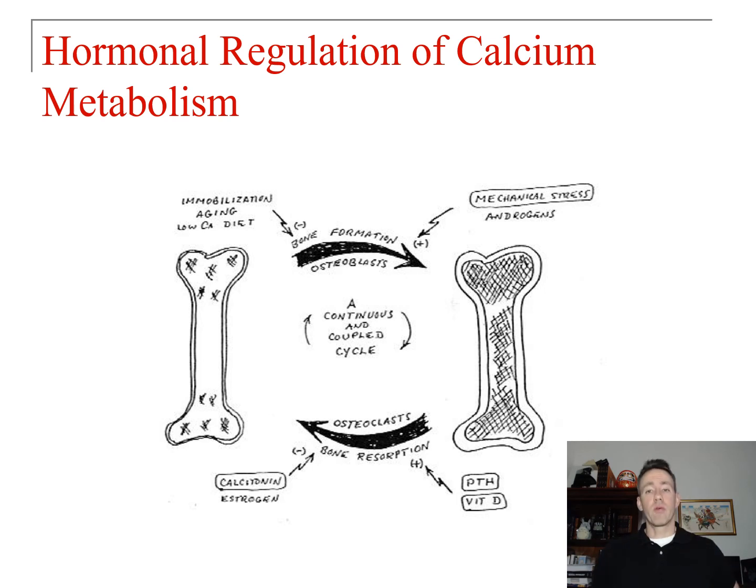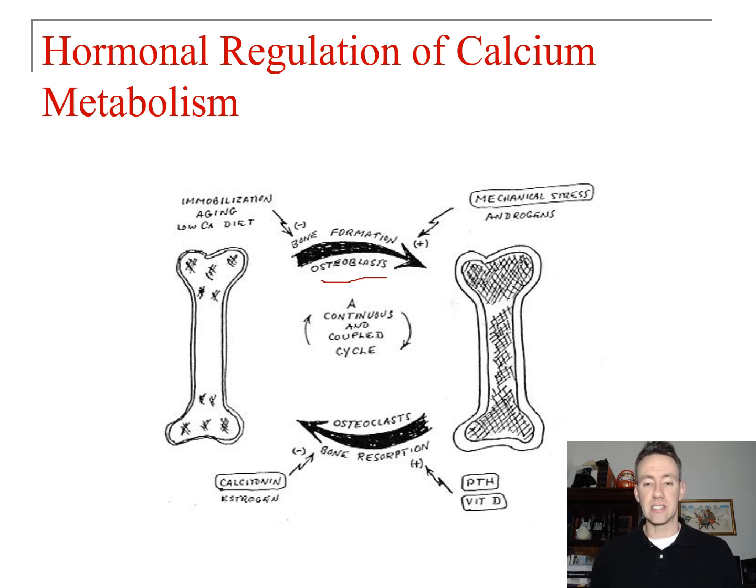In terms of hormonal regulation of calcium metabolism, you can see here in this cartoon, and over here, this other bone. If we have bone formation, that's osteoblastic activity. So let's draw here. We have the osteoblasts over here. They would be building up the bone, thickening it and strengthening it, laying down more bony matrix.